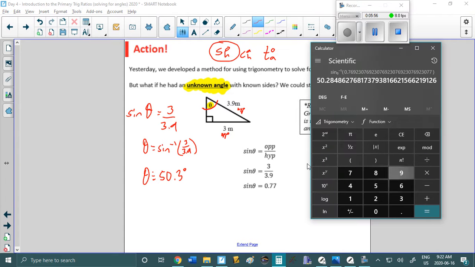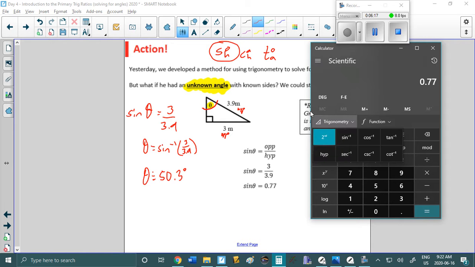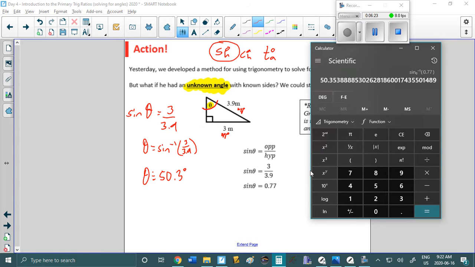Now you'll notice here I had something different written. So 3 divided by 3.9 is 0.769230769, blah, blah, blah. But instead of writing 0.77, I just kept this whole number. And I'm sure you can imagine why, right? It's more accurate. But if I just did 0.77 and then did second sine, I should get 50.3 or something very close. And I get 50.35, which would be 50.4.